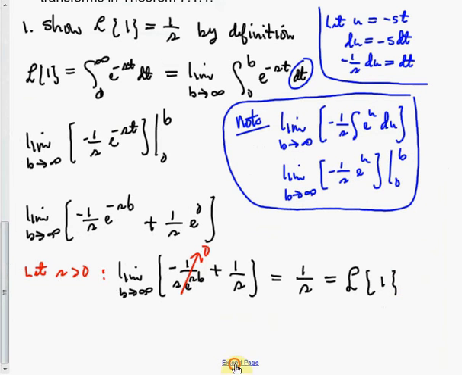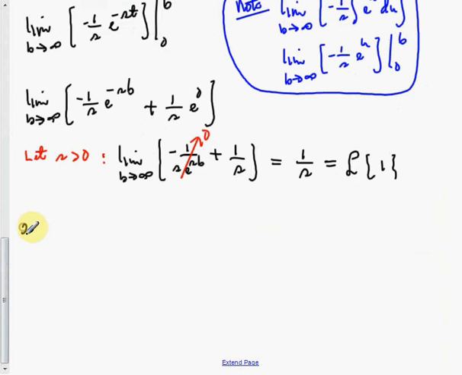Now, secondly, the transform of t. This is said to be the improper integral from 0 to infinity of t times e to the negative st dt.